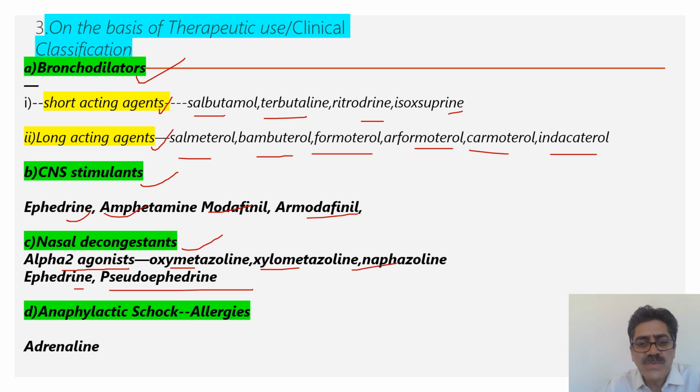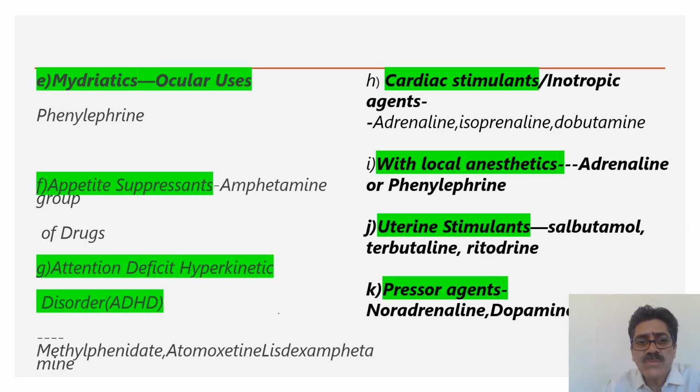Then some sympathomimetics are used in allergic manifestations, especially in anaphylactic shock. Adrenaline is the example; it is the drug of choice in anaphylactic shock. Then some sympathomimetics have an ocular use, helping in dilatation of the pupil, for example phenylephrine. Appetite suppressants, also known as anorectic agents, are the amphetamine group of drugs. Then attention deficit hyperkinetic disorder, a disorder found in children. Here we make use of certain sympathomimetics like methylphenidate, atomoxetine, and lisdexamfetamine.